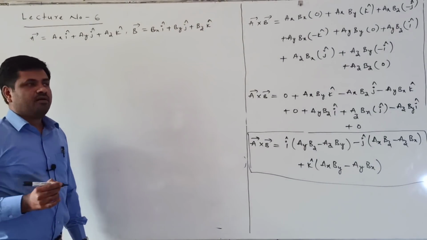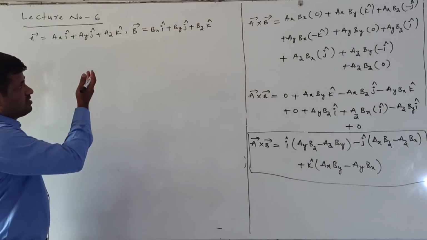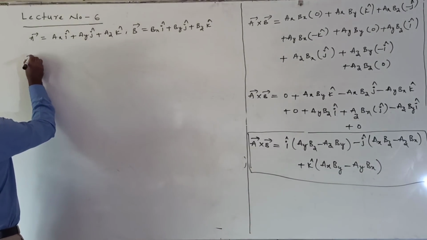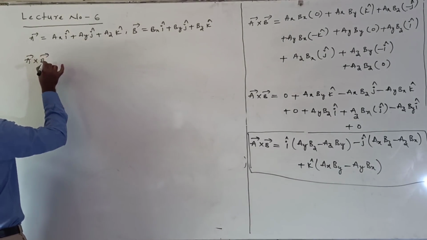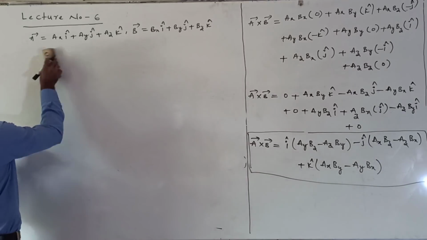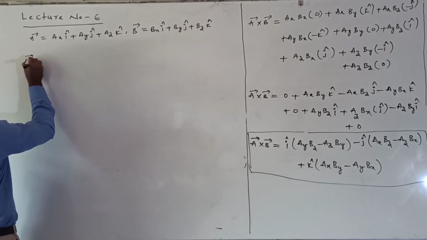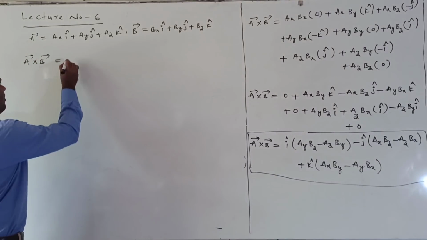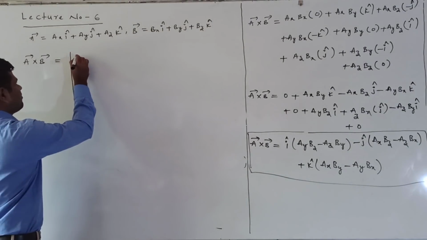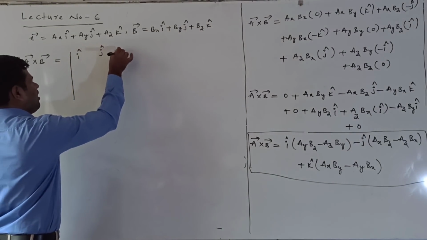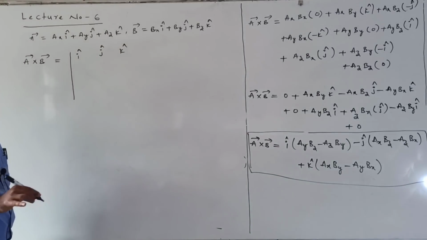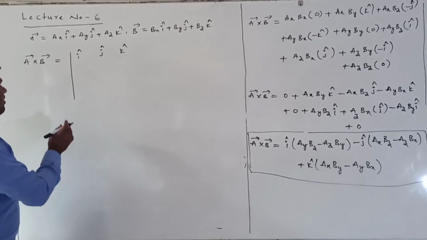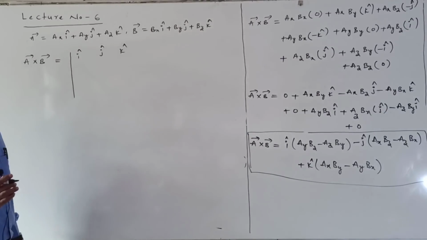Okay, this is general. Here we are writing the a bar and b bar values. Next we find a bar cross b bar in the determinant method. How to find it in the determinant method? See here. First you write like this: i cap, j cap and k cap. This is a simple technique for solving problems. Now i cap, comma, j cap, comma, k cap.